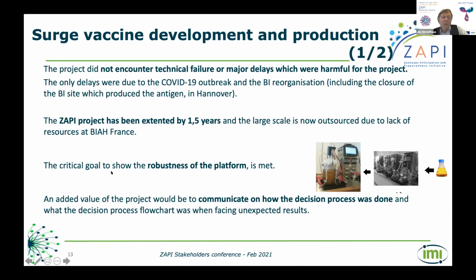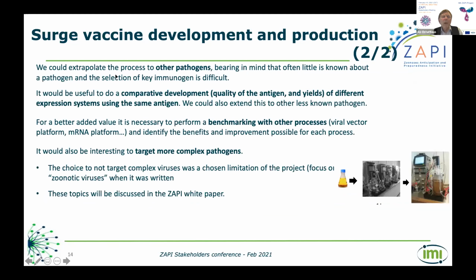And the critical goal was to show the robustness of the platform, and I think that was met. An added value of the project would be to communicate how the decision process was done, where if you get hiccups, how to overcome them. Well, we could extrapolate this process to other pathogens. Of course, relatively simple, I shouldn't say that, but at least pathogens that can be inhibited by antibodies alone, which is not true for all the pathogens that we may be facing in the future.